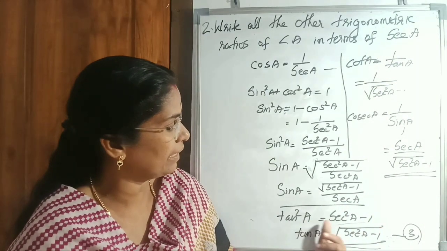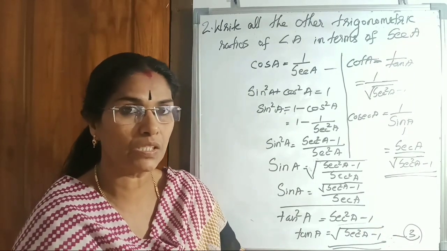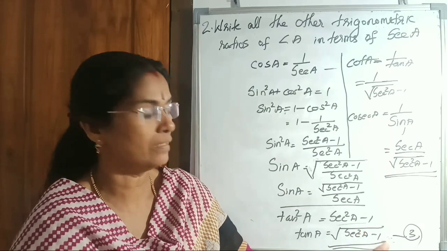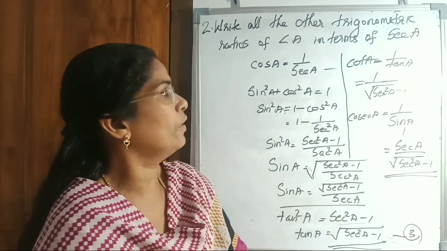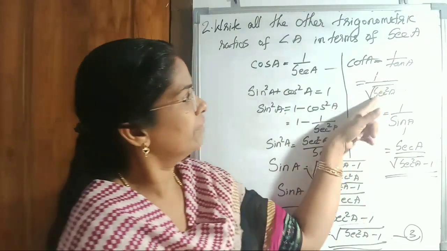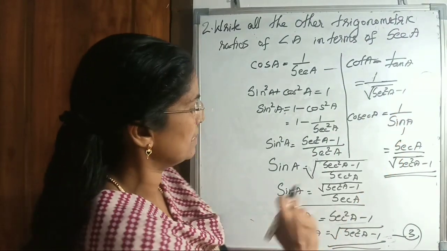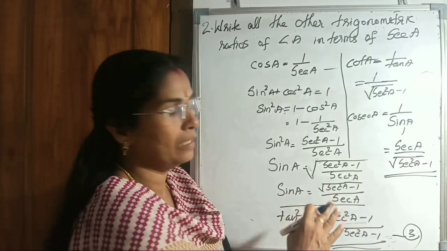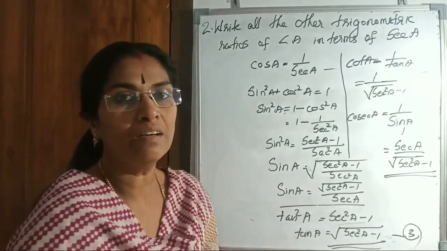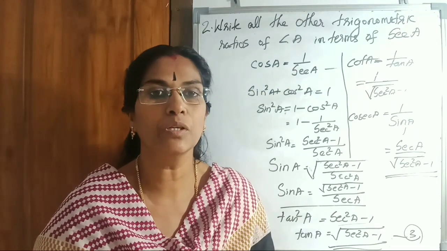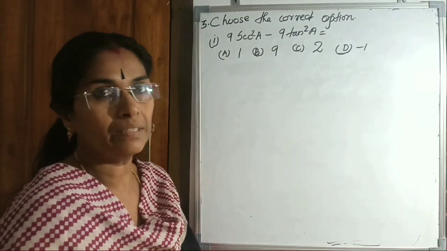And next one, tan a. From the identity we learned, 1 plus tan square a is equal to sec square a. So tan square a is equal to sec square a minus 1. Then tan a is equal to root of sec square a minus 1. Next one is cot a. It is 1 by tan a. Just write 1 by tan a's value. Next, cosec a is 1 by sin a. Already sin a's value we found out. So it's a reciprocal. It means the denominator becomes the numerator and the numerator becomes the denominator. So all the 5 identities we changed in terms of sec. Clear this one?